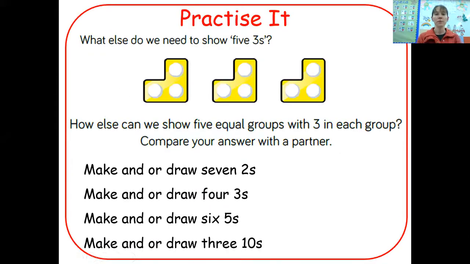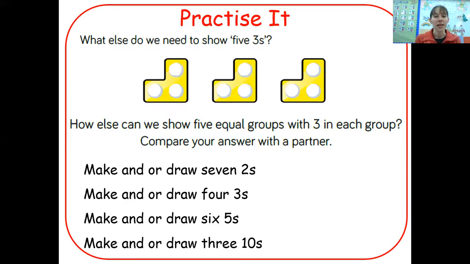So equal groups means they're all the same. Let's have a look at our practice it then. So here's a challenge. We can see 3 pieces of Numicon and they're equal because they're all 3s actually. But how many more would we need to add to have 5 groups of 3? Off you go. That's right, we'd need 2 more because 3 add 2 is 5, okay?